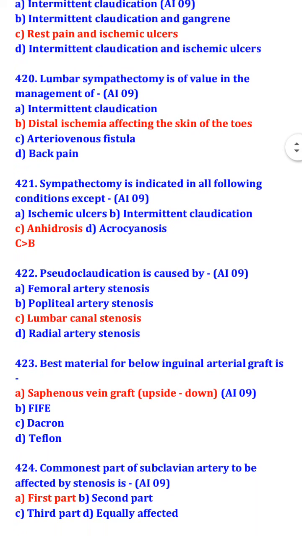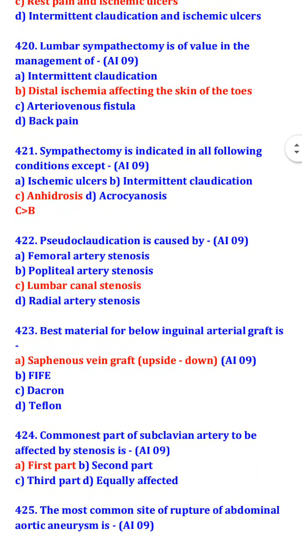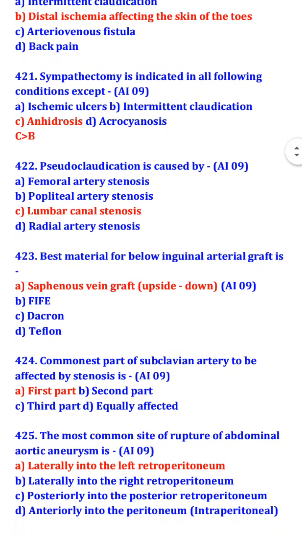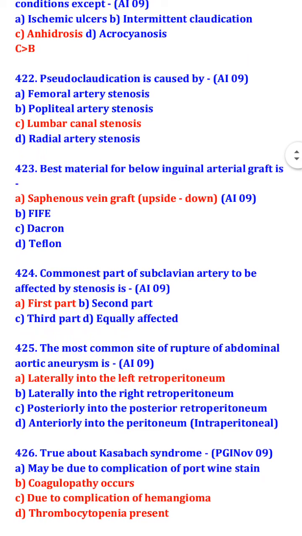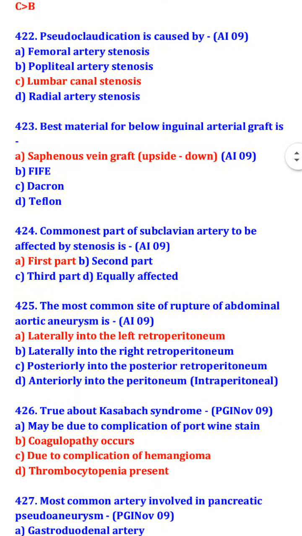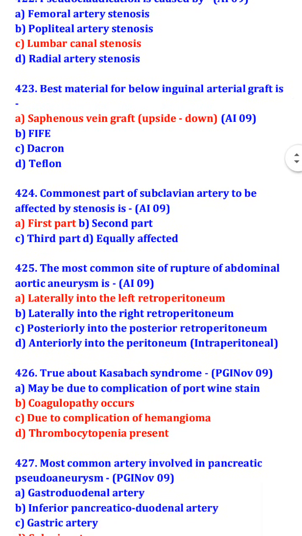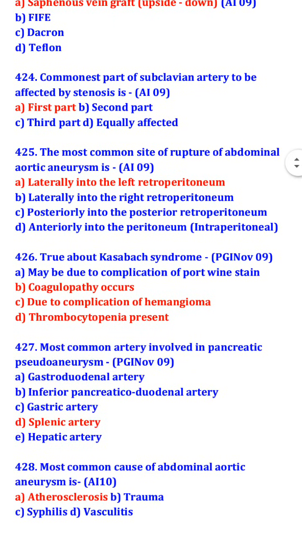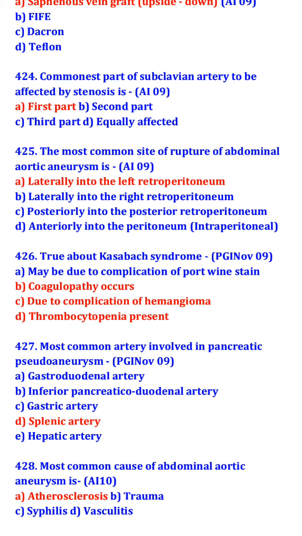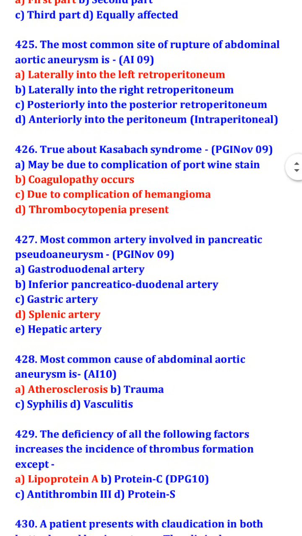Pseudoclaudication is caused by lumbar canal stenosis. The best material for below inguinal arterial graft is saphenous vein graft, used upside down. The commonest part of the subclavian artery to be affected by stenosis is the first part. The most common site of rupture of abdominal aortic aneurysm is laterally into the left retroperitoneum. True about Kasabach syndrome: coagulopathy occurs due to complication of hemangioma, and thrombocytopenia is present. The most common artery involved in pancreatic pseudoaneurysm is the splenic artery.